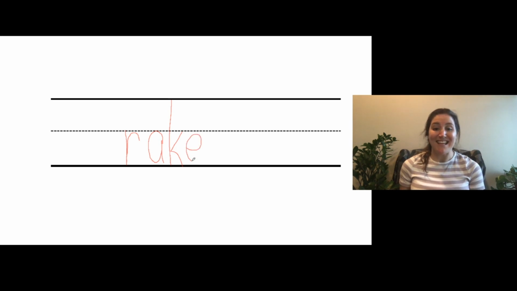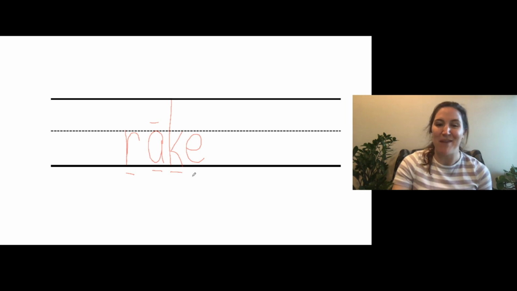We need to put an E at the end of the word because the A is making a long vowel sound. It's saying A. So then we can read it: r, A, k, rake. If we forgot the E, it would say rack. So the E is super important. Great job writing rake.